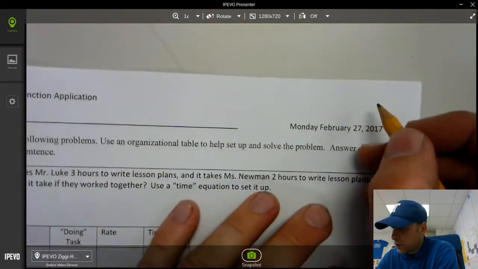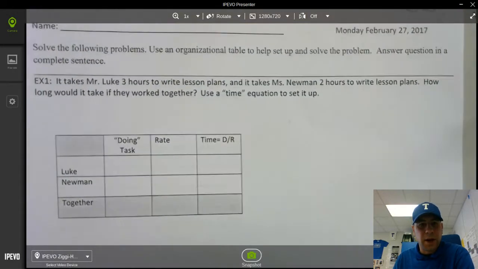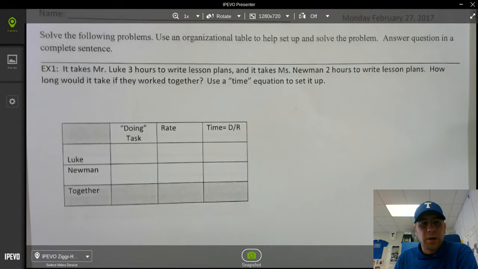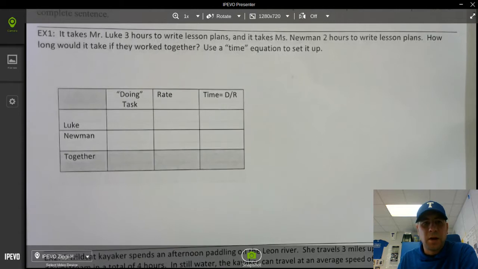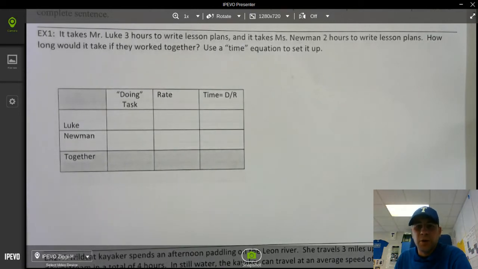All right, so again, we're on page 60. All right, so let's look at example 1. It says solve the following problem using an organizational table to help set up and solve the problem. Answer the question in a complete sentence. Example 1: It takes Mr. Luke 3 hours to write lesson plans, and it takes Miss Newman 2 hours to write lesson plans. How long would it take if they worked together? Use a time equation to set up.